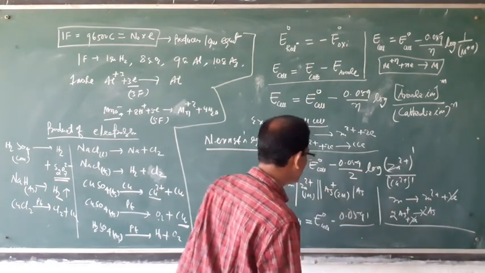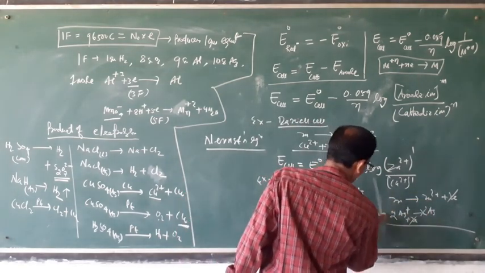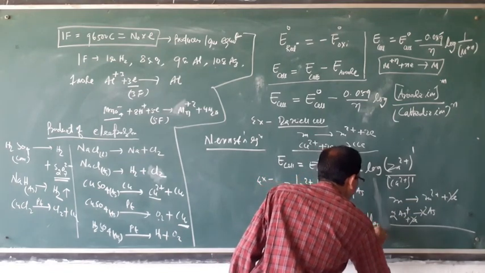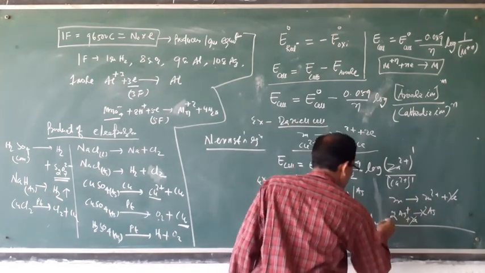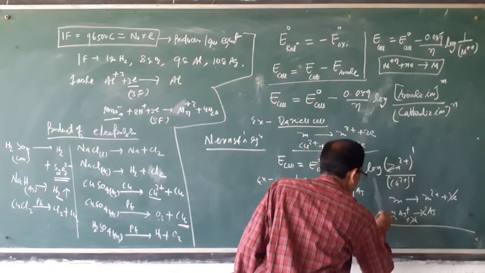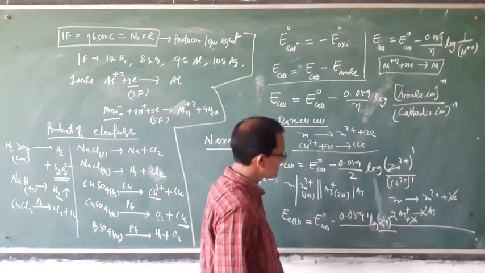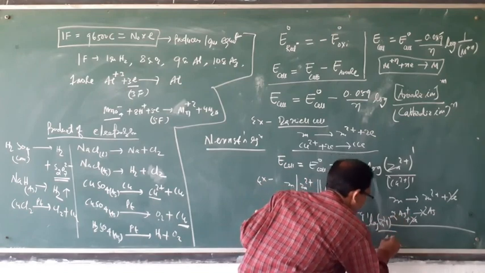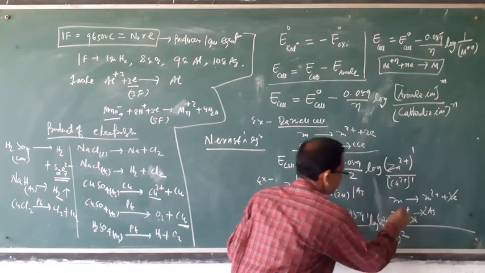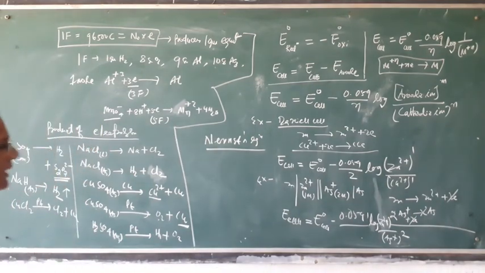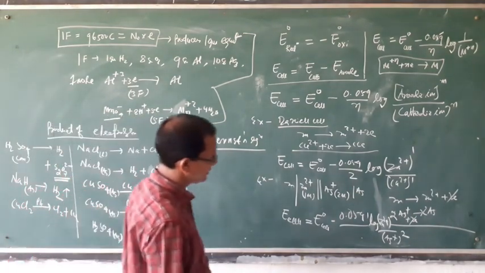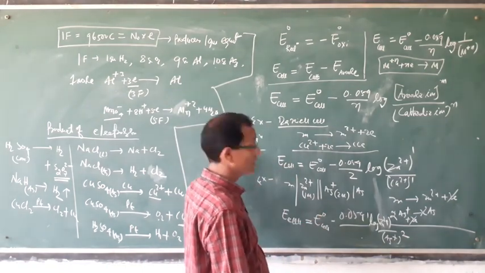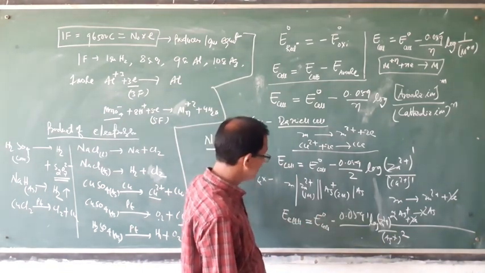Here, the anodic ion is what? Anodic ion is Zn2+. And what is your cathodic ion? Ag+. But it is 2 Ag+, so it will be Ag+ squared. It is very important to write the Nernst equation in this way.